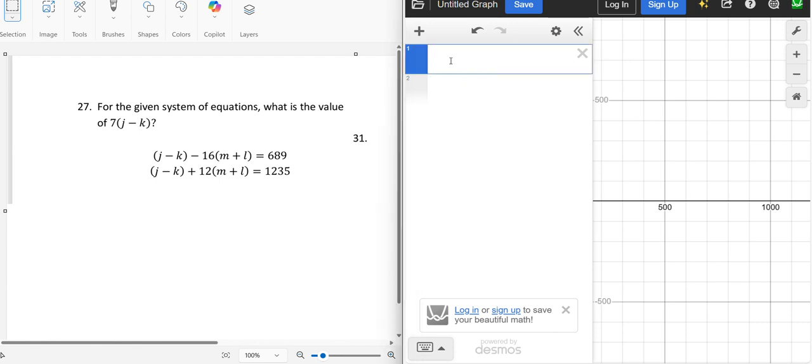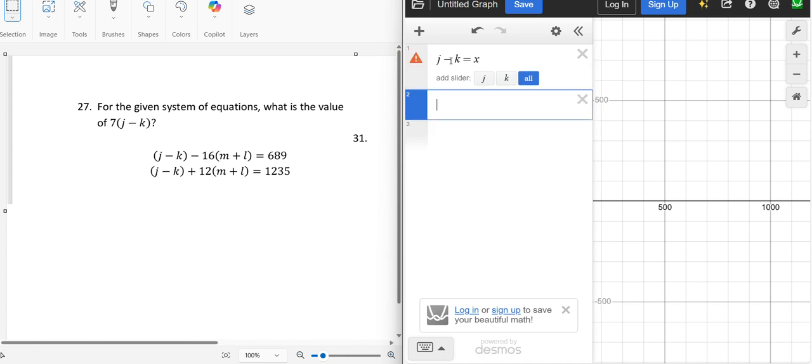Okay, so let's check it out. What we'll do here is consider this j minus k as x, and this m plus l as y. If you do this, then within a minute you will solve this question and you will get the answer. So let's see how I will do it.